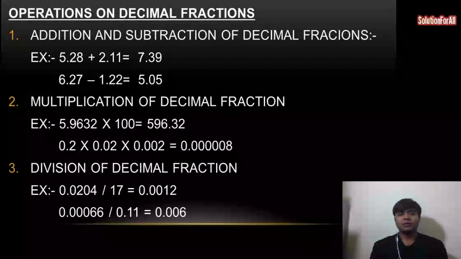5.28 plus 2.11, it will be the same. 8 plus 1 is equal to 9, 2 plus 1 is equal to 3, 5 plus 2 is equal to 7, and we'll put the decimal after 2 places. Then we'll subtract the numbers in a similar way.